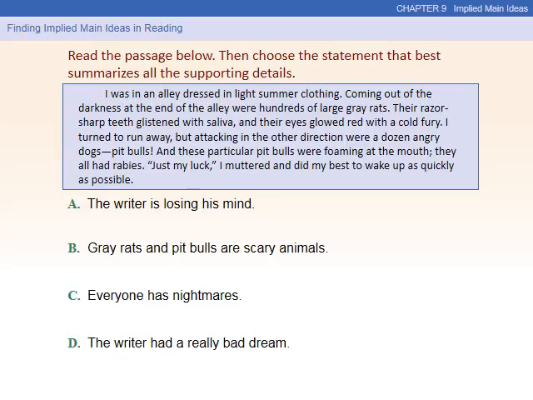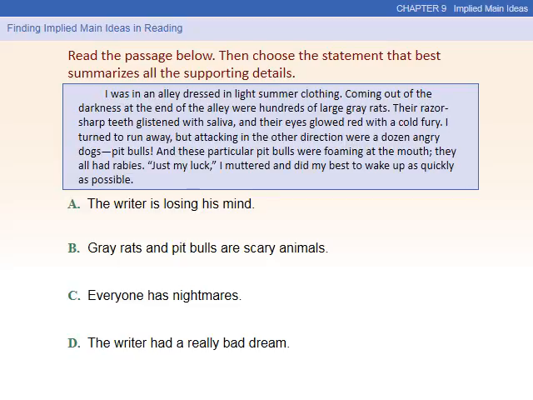"I was in an alley, dressed in light summer clothing. Coming out of the darkness at the end of the alley were hundreds of large gray rats. Their razor-sharp teeth glistened with saliva, and their eyes glowed red with a cold fury. I turned to run away, but attacking in the other direction were a dozen angry dogs, pit bulls, and these particular pit bulls were foaming at the mouth. They all had rabies. Just my luck, I muttered, and did my best to wake up as quickly as possible."